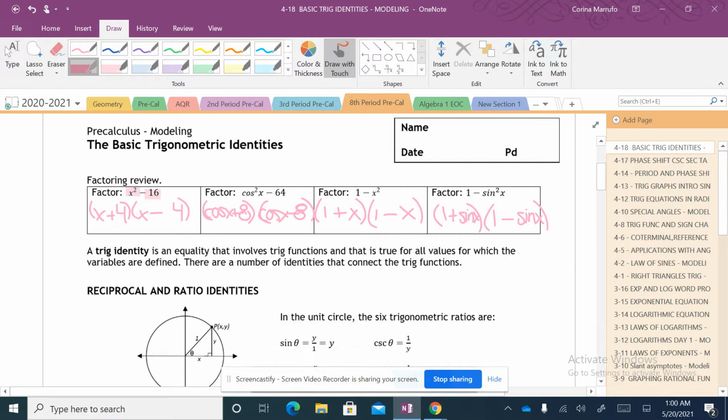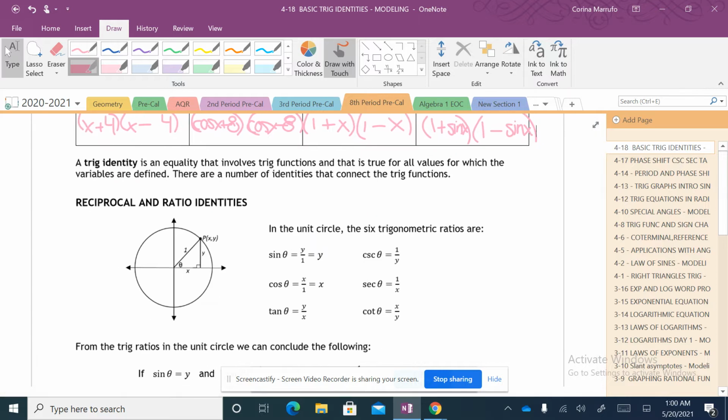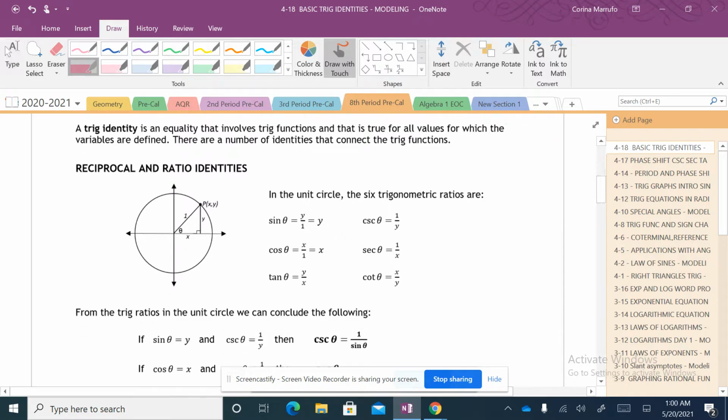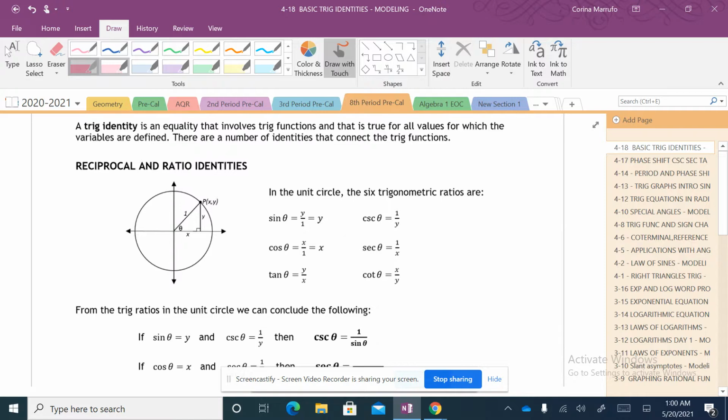All right. So a trig identity is an equality that involves trig functions and that is true for all values for which the variables are defined. There are a number of identities that connect the trig functions. So our first one is the reciprocal identities. So if sine of theta is equal to y, which we established before, then that means that cosecant is 1 over y. Okay. Cosine, we said cosine is equal to x, so secant is 1 over x. And last, tangent is the y value divided by the x value, so cotangent would be x over y.